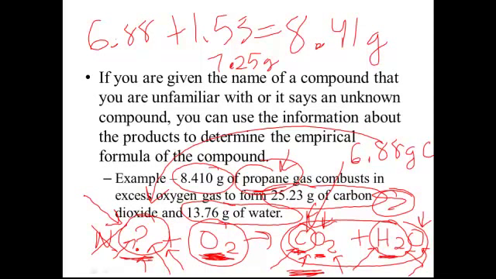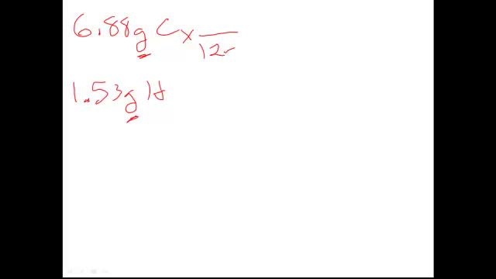All right, so we know that propane only has carbon and hydrogen in it, and these are the masses that we have. So let's take this information, 6.88 grams of carbon and 1.53 grams of hydrogen, and let's get the empirical formula of propane. So now we need to remember our rhyme. Our rhyme says percent to mass. We've already got our masses. And then percent to mass, mass to moles. So let's change these grams to moles.